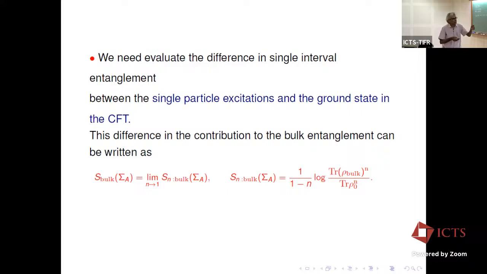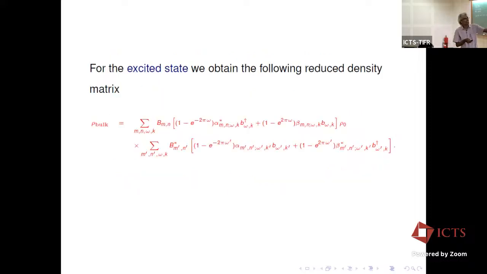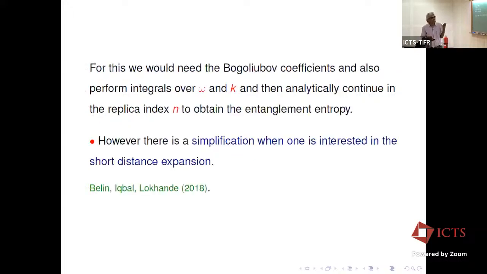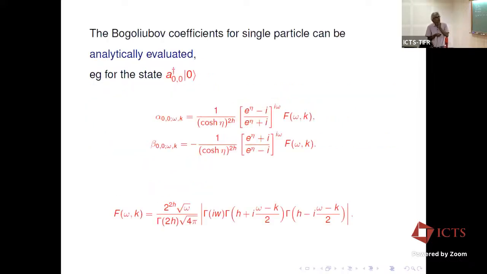Now, of course, given this formula, you can go ahead and try to evaluate it, because everything about the thermal state is known. But there is a simplification, because this is also hard, and the simplification was noted by these people first. We need the Bogoliubov coefficients and to perform the integrals over omega and k, analytically continue over n, and all that. There is a simplification in the short distance expansion. So here is the example. This is the one Bogoliubov coefficient they computed.